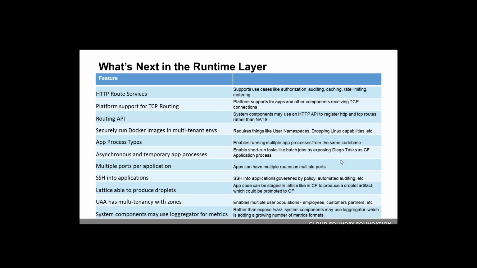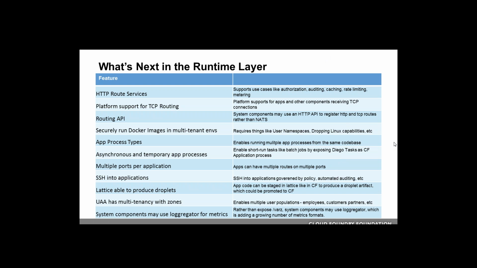We're also working, the routing team is also working on a routing API. So as opposed to broadcasting messages over NATs, and we'd like to move away from using NATs, we're developing a routing API layer that you can register HTTP and TCP routes over. We're also working on securely running Docker images. This includes user namespaces, dropping Linux capabilities, and again, running unprivileged containers.